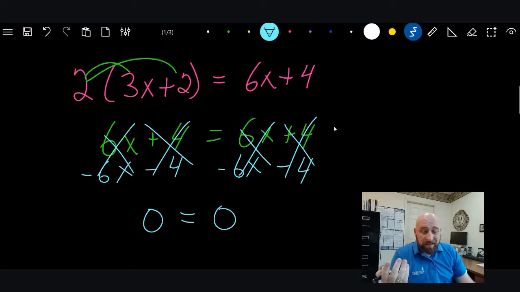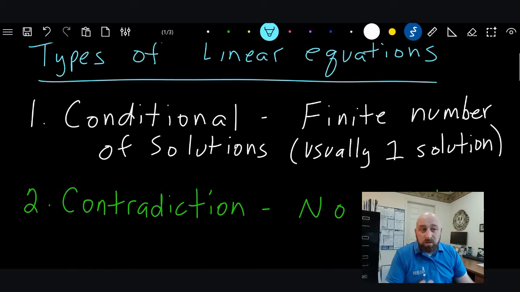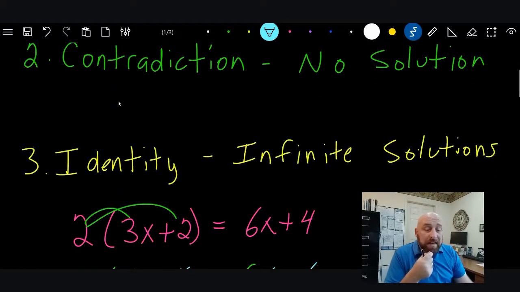Technically we didn't get an answer. We got 0 as an answer. But is it no solution? It's not contradictory. 0 does equal 0, so it's not contradictory. But did we get one solution? Not really. We got 0 equals 0. It was weird. The whole thing canceled out. We didn't get x equals something. So this one is actually an identity.